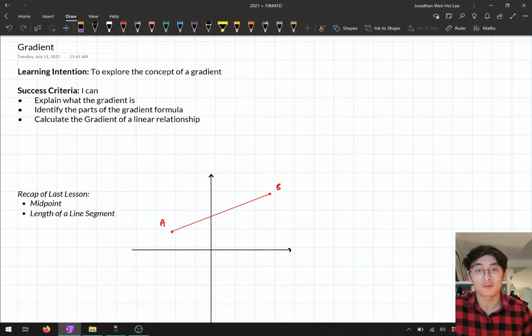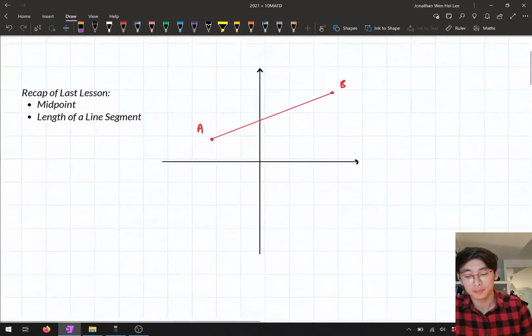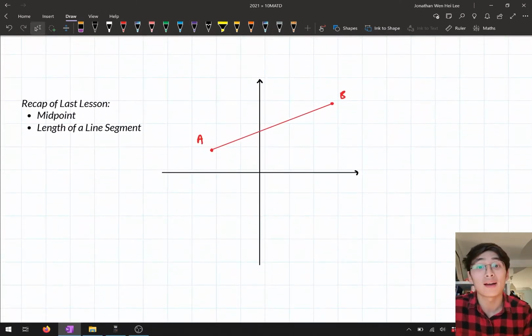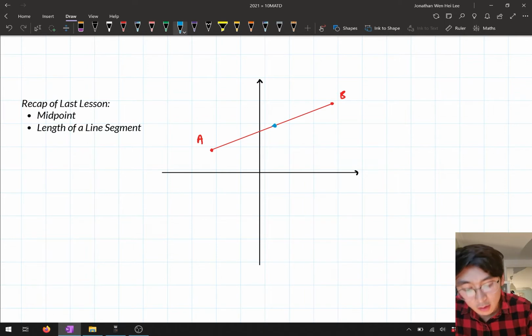Now a quick recap of last lesson. Last lesson we talked about line segments, and in particular we were talking about the midpoint and the length of a line segment. What we talked about was that if we want to find the midpoint, we want to find the point which is directly in the middle of my line segment, so that each side is equal.